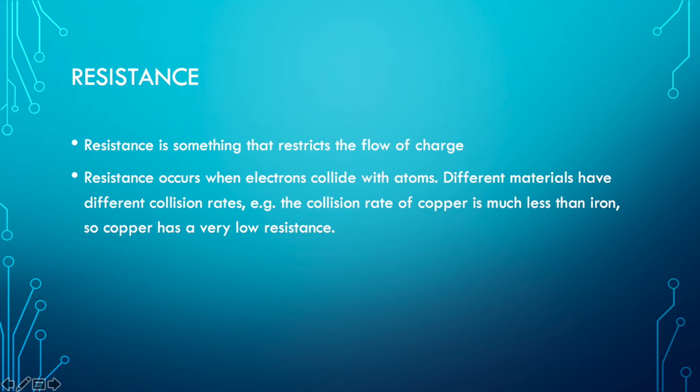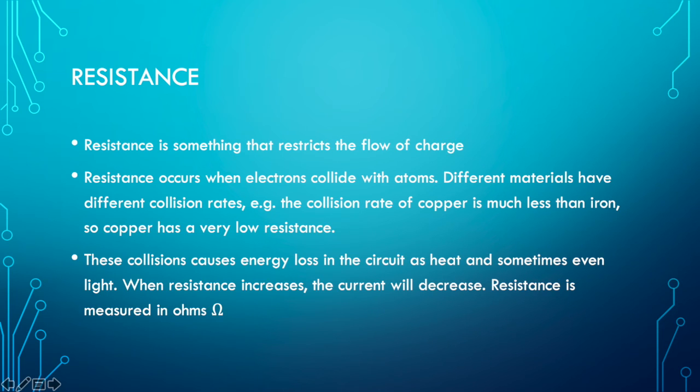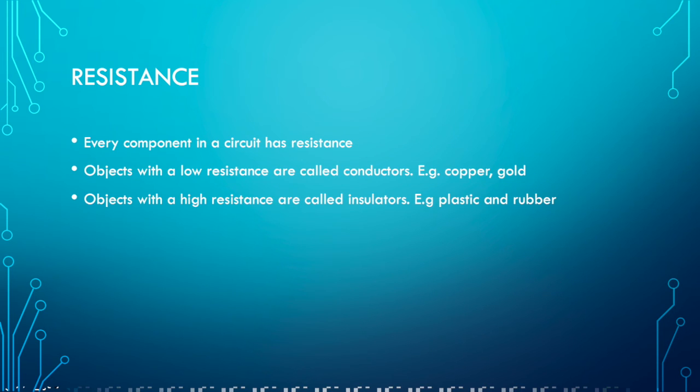For example, the collision rate of copper is much less than iron, so copper has a very low resistance. We can think of this as iron having more obstacles for electrons to overcome. These collisions cause energy loss in the circuit, as heat and sometimes even light. When resistance increases, the current will decrease. Resistance is measured in ohms.